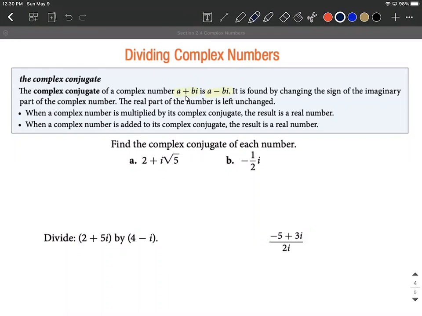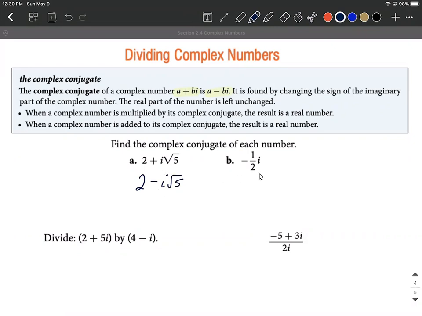So let's jump into a couple examples where all we're doing is picking out the complex conjugate. So if we have 2 plus i square root of 5, its complex conjugate is going to be, it's not 2 plus the square root of 5 times i, it's 2 minus i square root of 5. So its complex conjugate, you simply switch the sign in between, and that would be its conjugate.